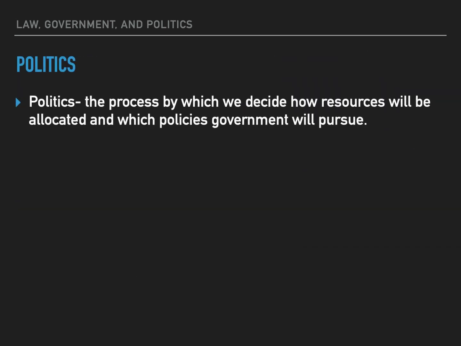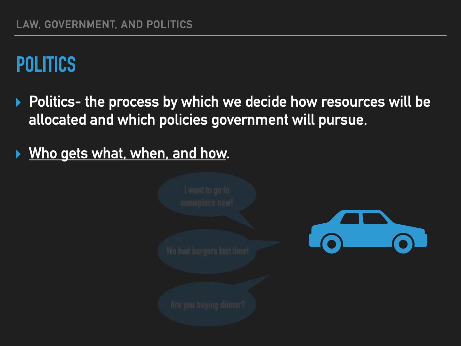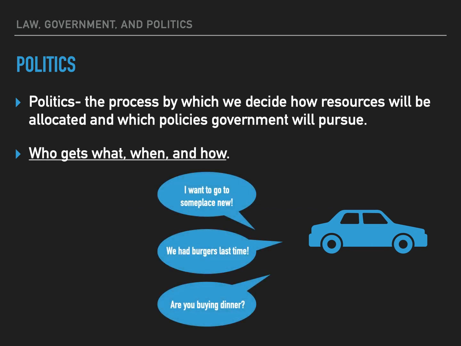Politics is the process by which we decide how resources will be allocated and which policies government will pursue. I say politics is who gets what, when, and how, and everything is about politics, and informed individuals have more power. Think about the last time your family went out to eat. Did you all agree on where to go? What were the issues? Who decided? How did you make your opinion known? Were you successful? This is politics.